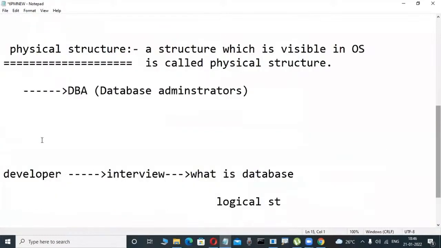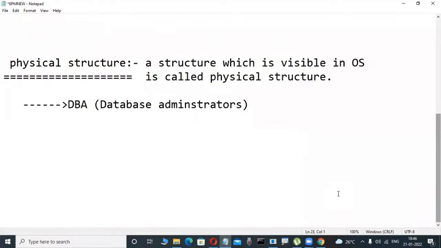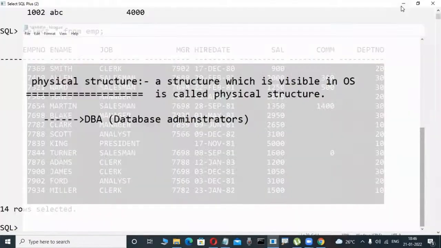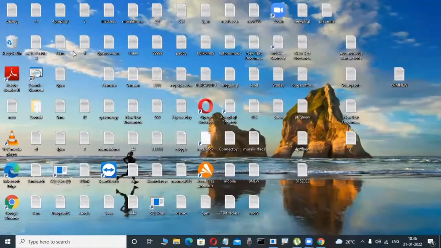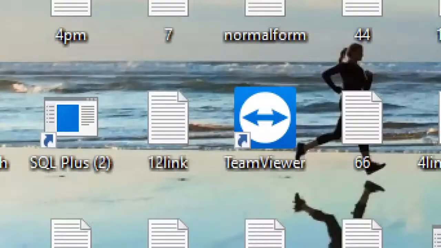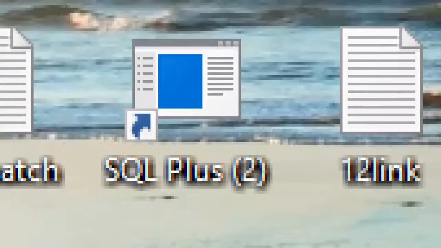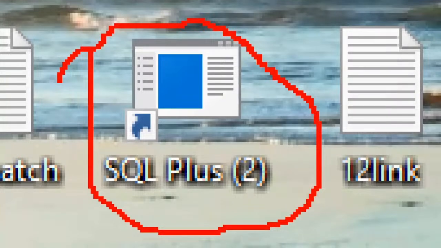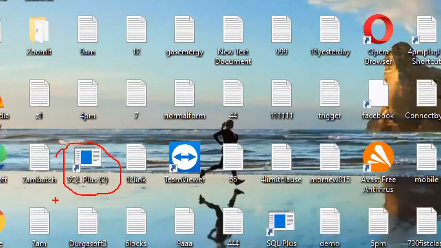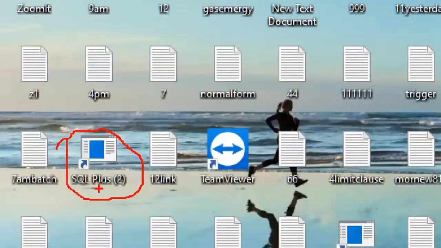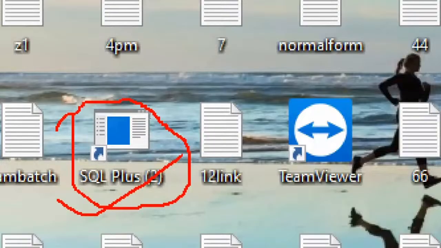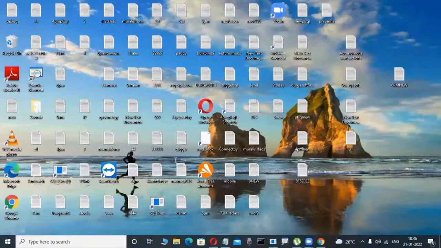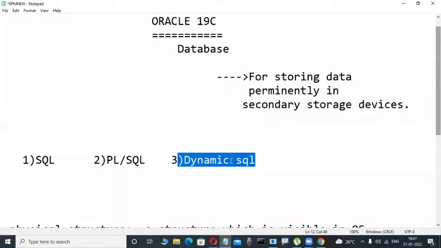Now check it out, observe my screen. I'm installing Oracle. What is this? SQL*Plus is there. SQL is a language, you have an idea. PL/SQL is a language, with some coding. Dynamic SQL is a language. Daily we are writing this coding.